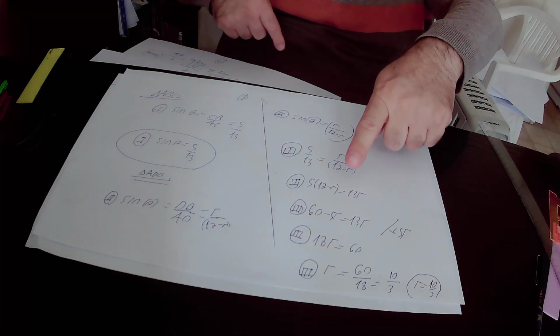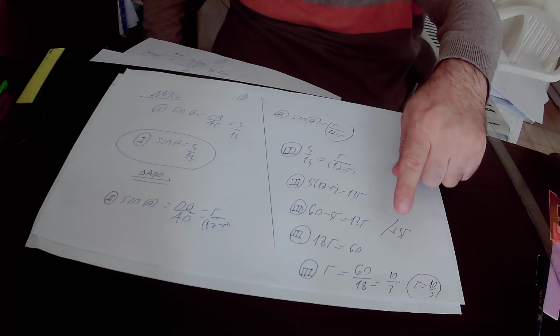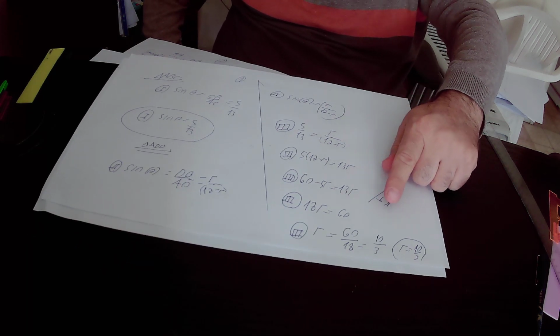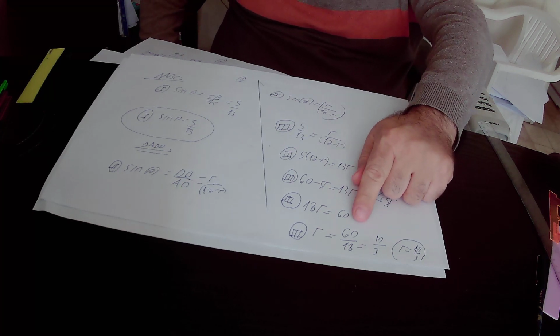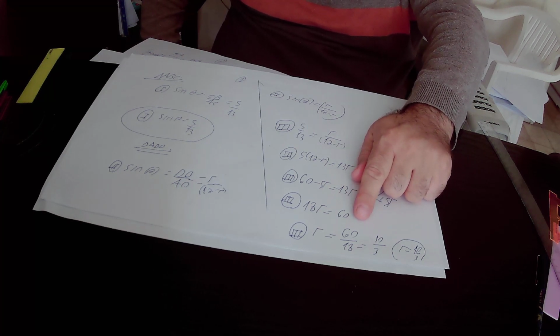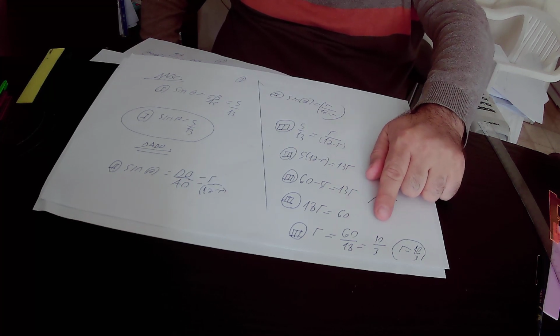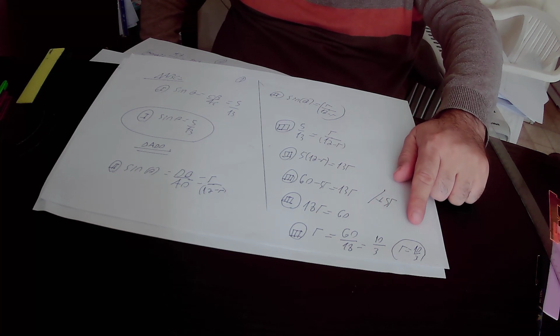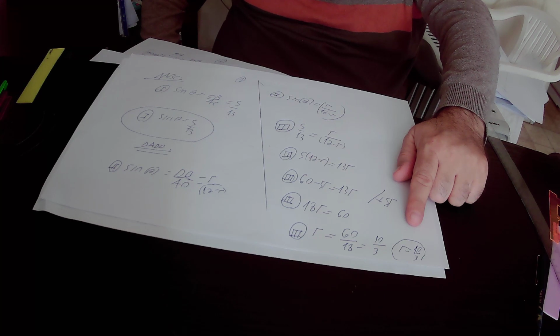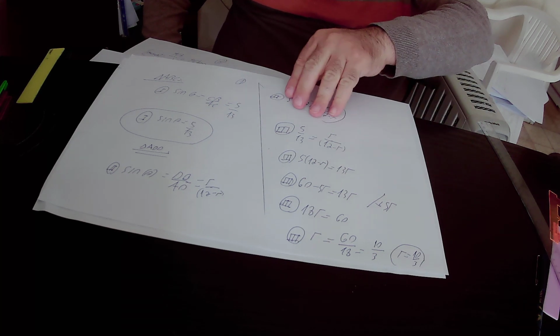We divided this equation by 18, and we got that the radius of the semicircle equals 60 over 18. We divided both the numerator and the denominator by 6, and we got that 60 over 6 is 10, and 18 over 6 is 3. So we found out that the radius of the semicircle equals 10 over 3.